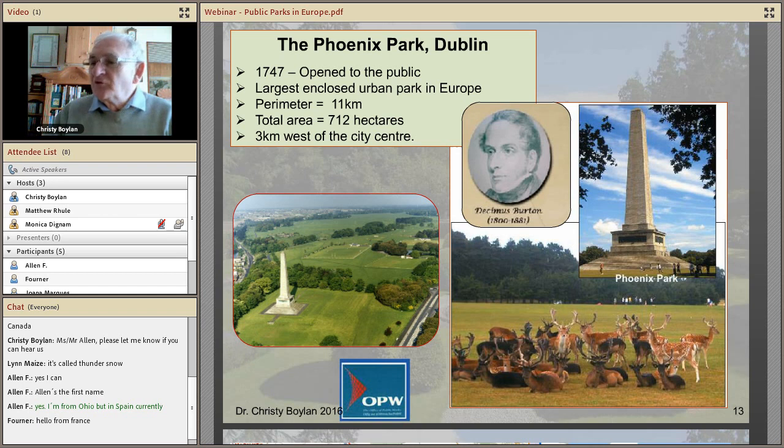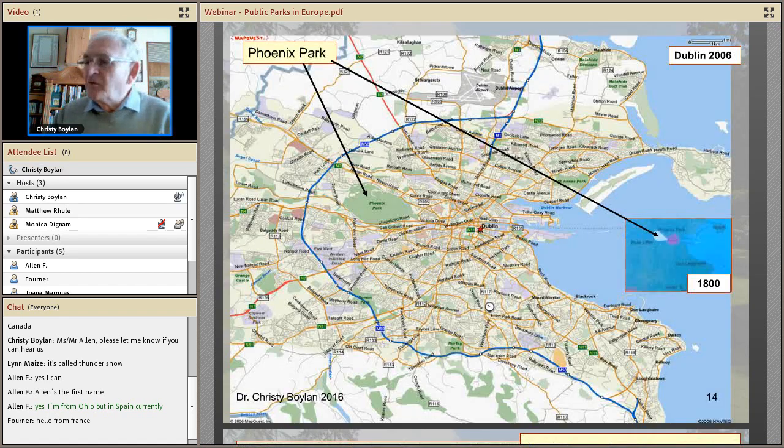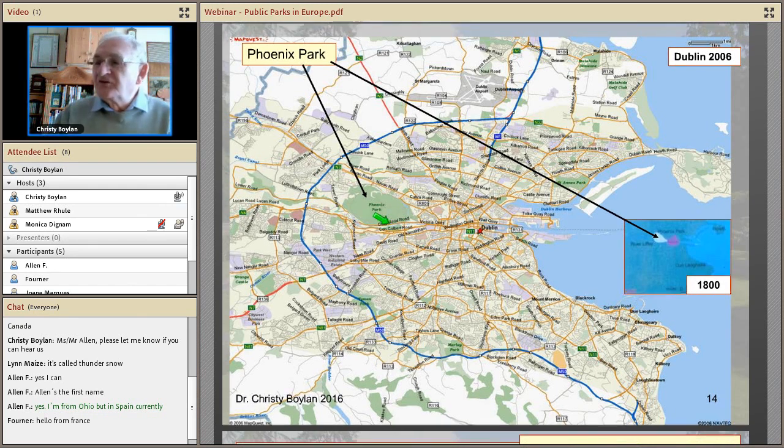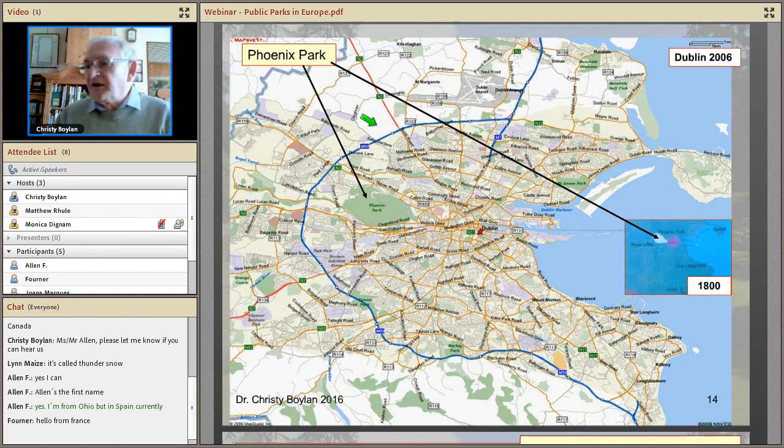The other thing to notice here are the fallow deer. There's a herd of 300 fallow deer in the park, and they're quite used to people, so you can go reasonably close and take a picture of them. There's no hunting allowed, of course. The deer were brought in originally for hunting for the Lord Deputy, but they're not used for that anymore.